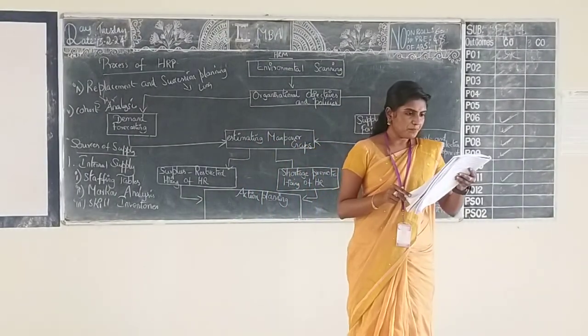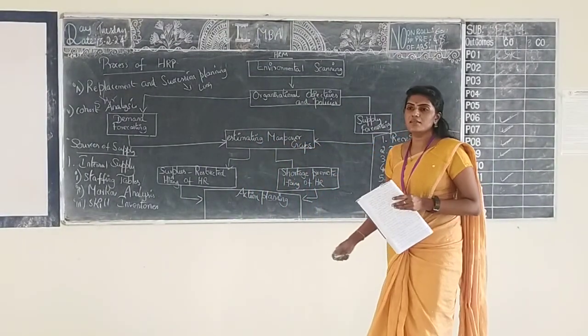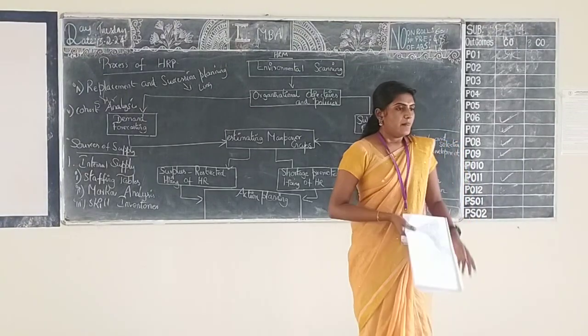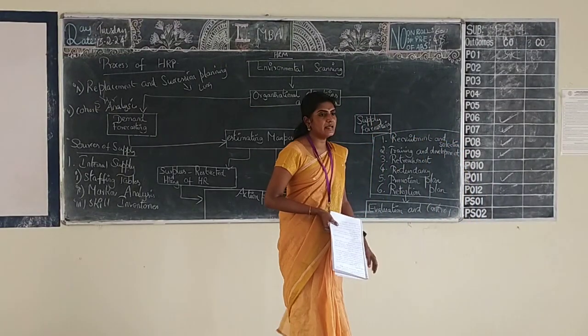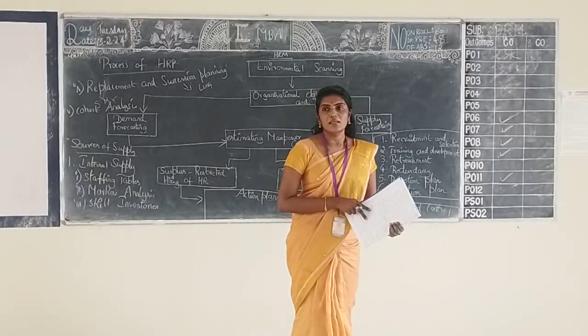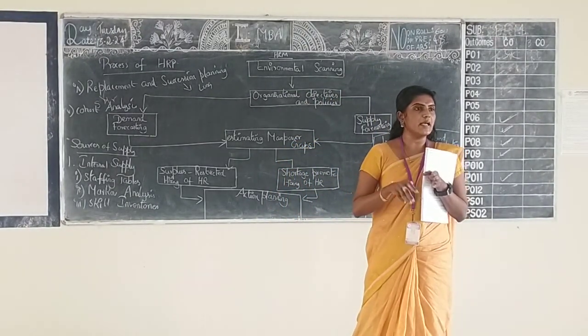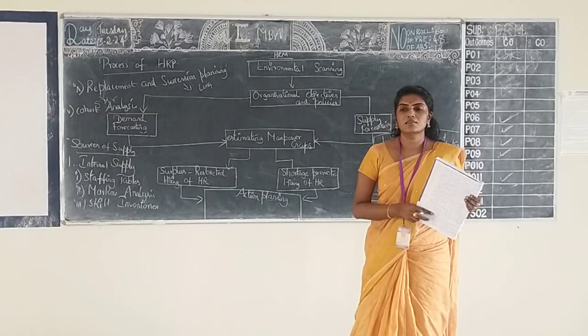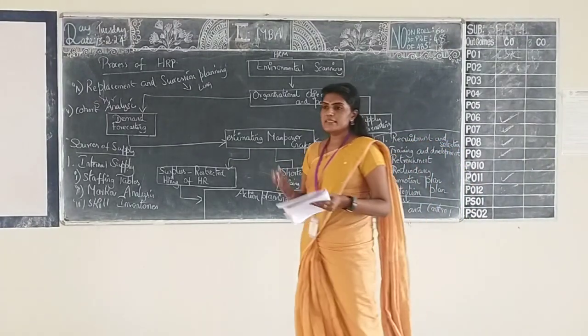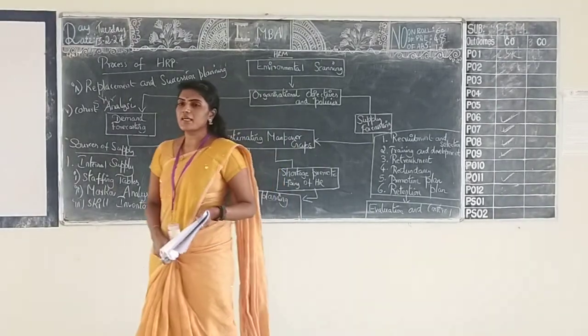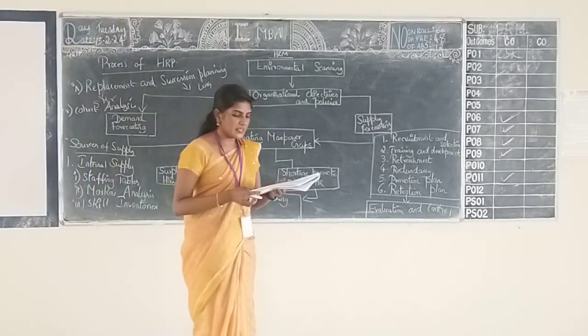So the 6th one is action planning. Supply forecasting is over. Next, action planning. Next, evaluation and control.